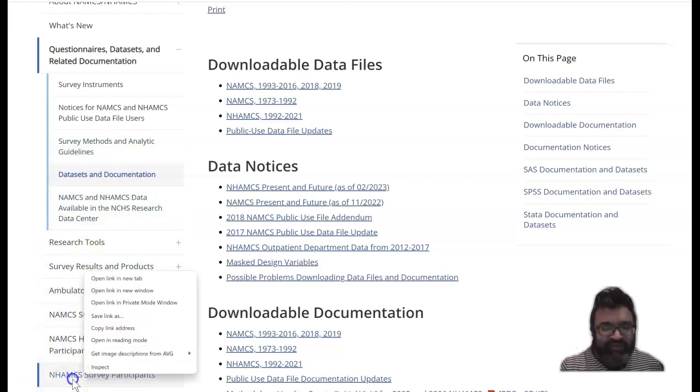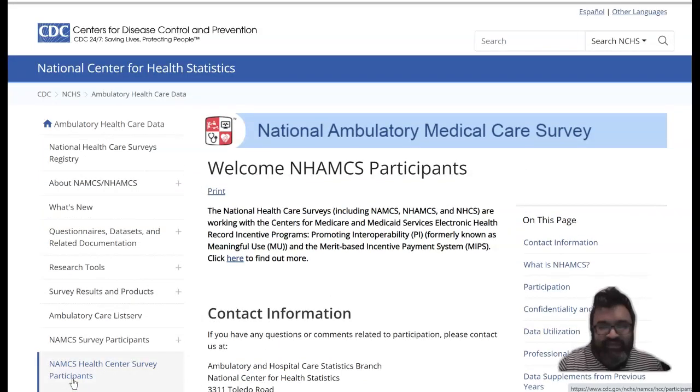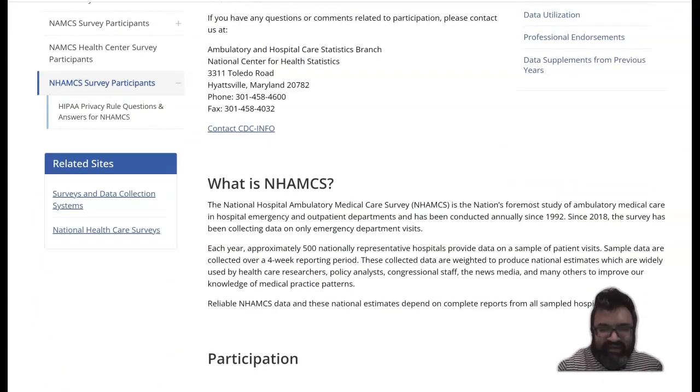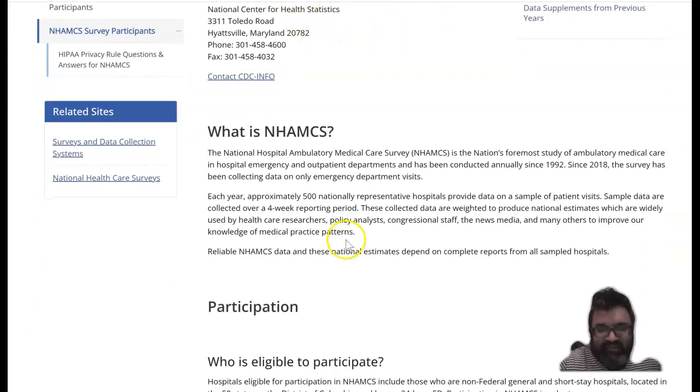I'm just briefly going to go into the NHAMCS. The NHAMCS includes NAMCS, and then NCHS, and then NAMCS with an H on it. They work with the Center for Medicare and Medicaid Services and promote interoperability. These are very important data sets, so let's get more information about what this entails.